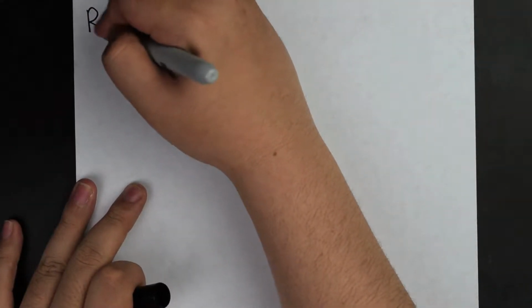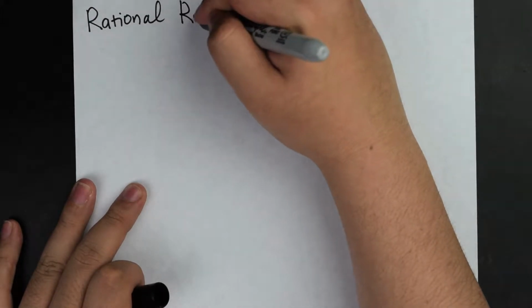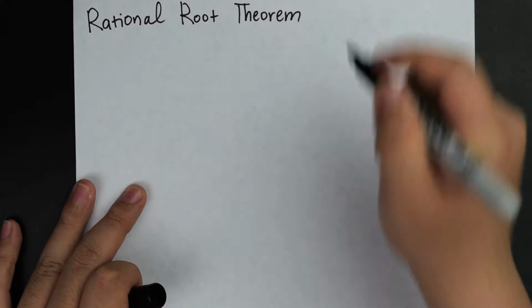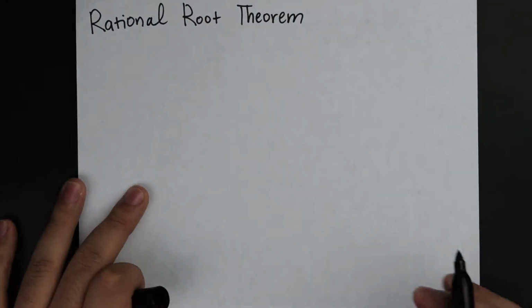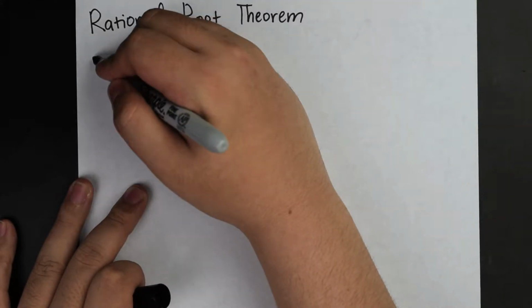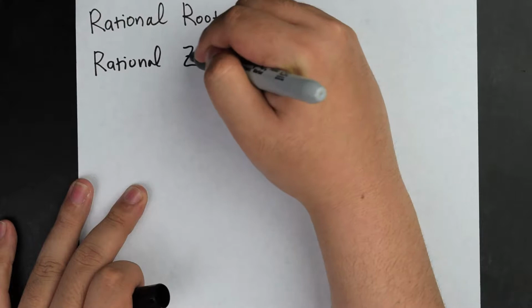Today I'm going to be covering a concept called the Rational Root Theorem. Okay, so I shall write that down. Rational Root Theorem. But before I continue on and talk about how to do the Rational Root Theorem, you have to also know that another name for this concept is called the Rational Zero Theorem.